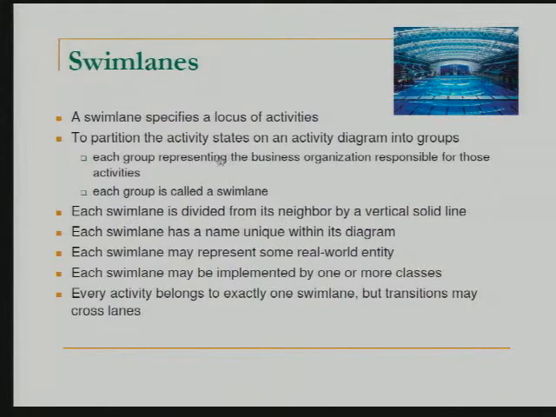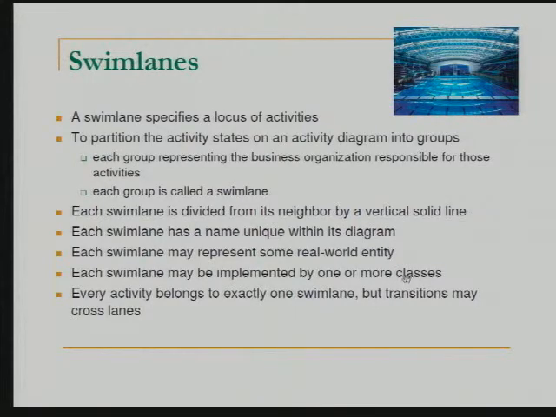To partition the activity states into these groups, each group that represents the organization has to be responsible for those activities. That's what we call the swim lane. It's divided from its neighbor by that vertical line I showed you. We're going to name it uniquely within the diagram, like member and librarian. Those swim lanes could represent real-world things, like a member, like a librarian. It could be implemented by more than one class. Actually, just substitute software component in there.